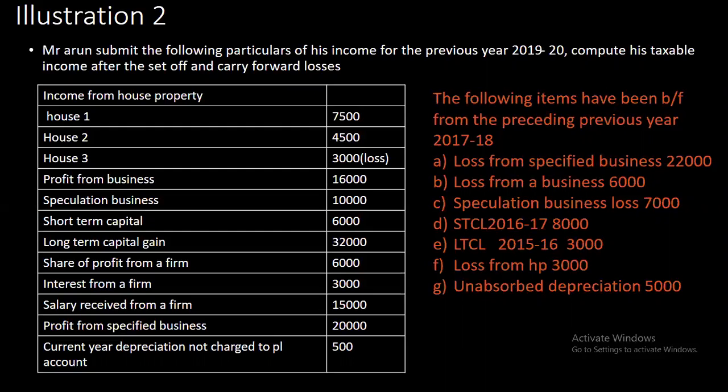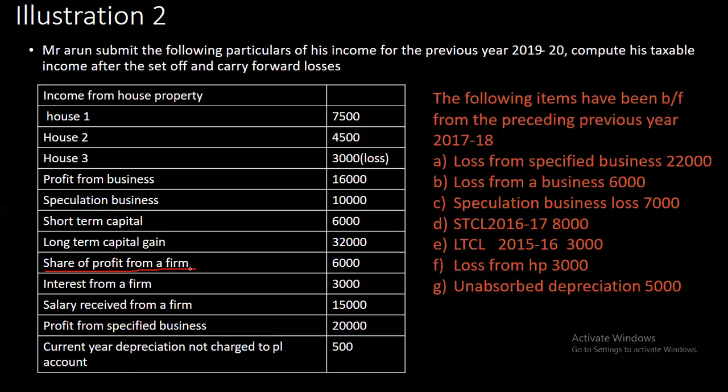In the income from house property, the first house gets around 7,500 as income. The second house gets 4,500, and the third house has 3,000 rupees as a loss. And then the profit from the business is around 16,000, speculation business around 10,000, short-term capital gain around 6,000, and long-term capital gain around 32,000, and the share of profit from a firm, that's the most important thing.